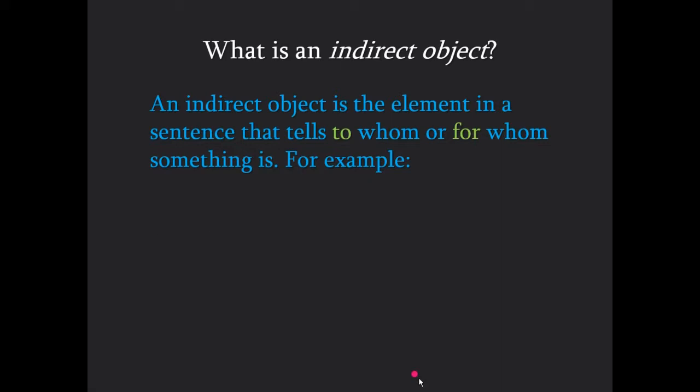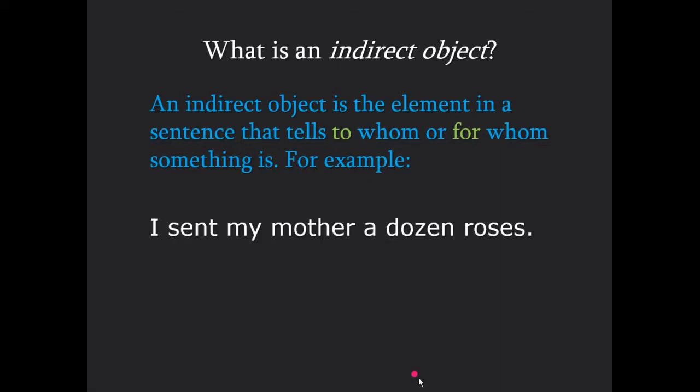Let's look at an example sentence. I sent my mother a dozen roses. So the question is, out of those words, which word is the indirect object? And the answer is the word mother. Now, if you thought, well, a dozen roses, that's actually the direct object, because that is what is receiving the action of the verb sent. Roses are what is sent, and so they're the direct object.